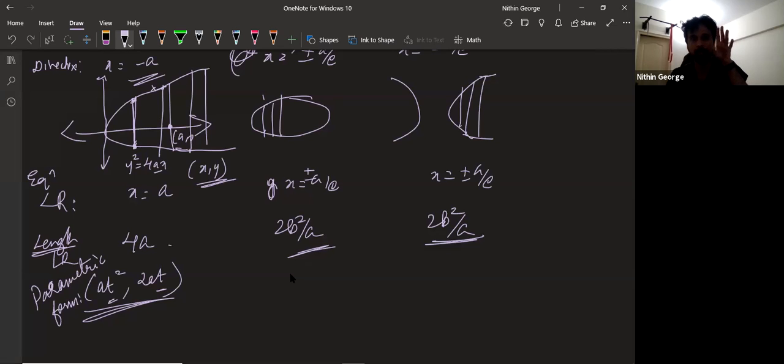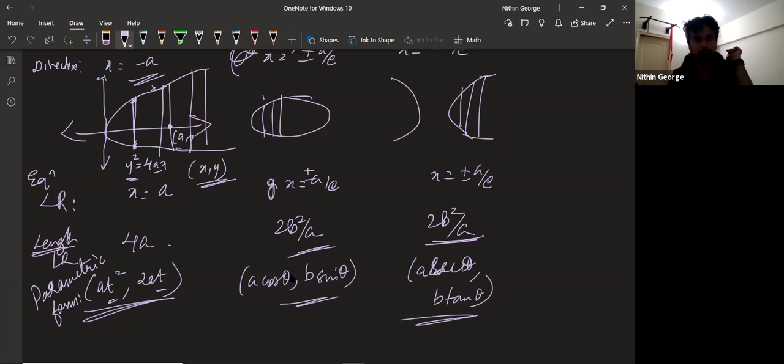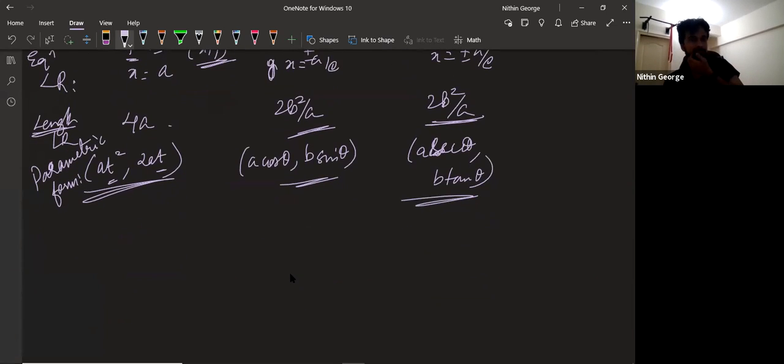At square comma 2at is how this is implemented. So replace y square with 2at the whole square. It will become 4a square t square. Now what is 4a into x? 4a into at square. That is also 4a square t square. So here you can verify it. Now for an ellipse, it will be a cos theta, b sin theta. For a hyperbola, it will be a sec theta, b tan theta. Okay, so please remember this parametric form.